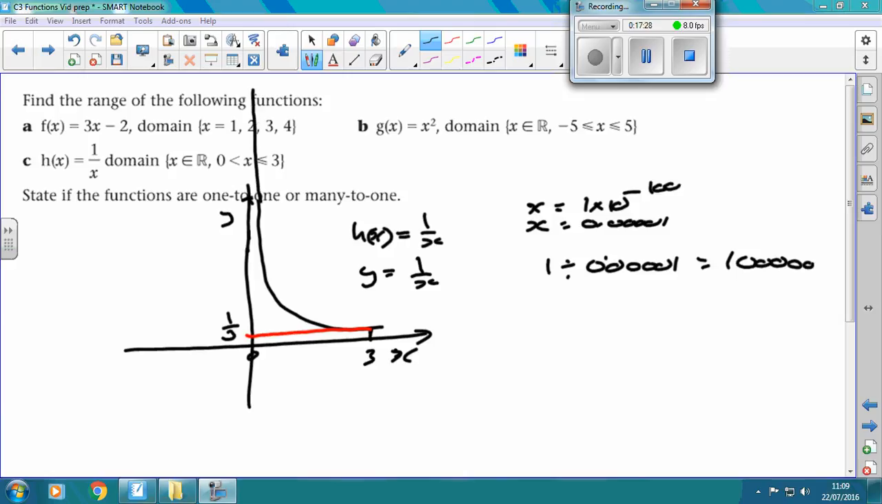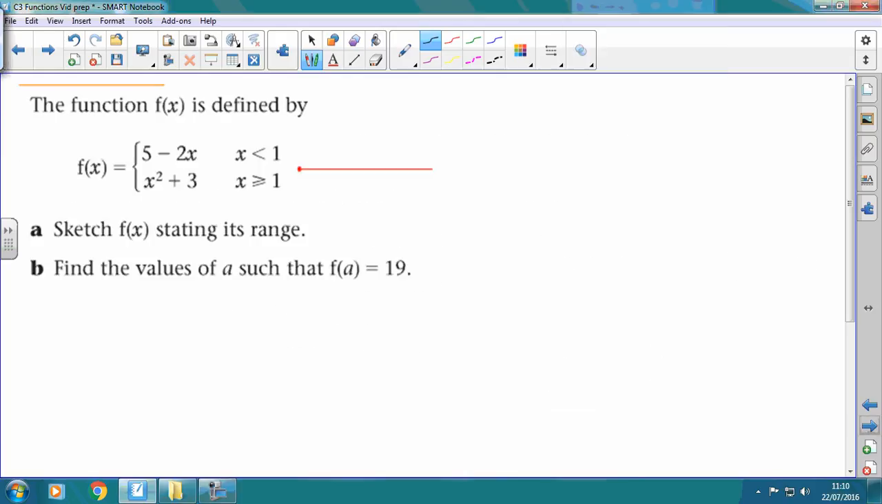So therefore, for the y values, we're dealing with h of x here. H of x ranges from the minimum, which is going to be, in fact, greater than or equal to a third. But it will never stop. It will just keep going up and up. So the smallest it can be is a third, but there's no upper limit, so we can just leave it like this. So h of x is greater than or equal to a third.